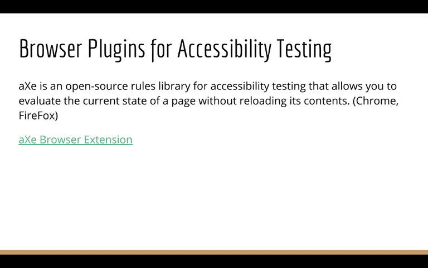And I actually haven't tested these out, but I know that these are available for people. Axe is an open source rules library for accessibility testing that allows you to evaluate the current state of your page without reloading the content.